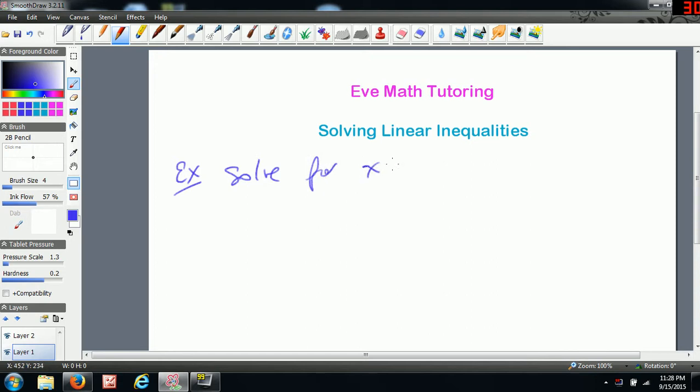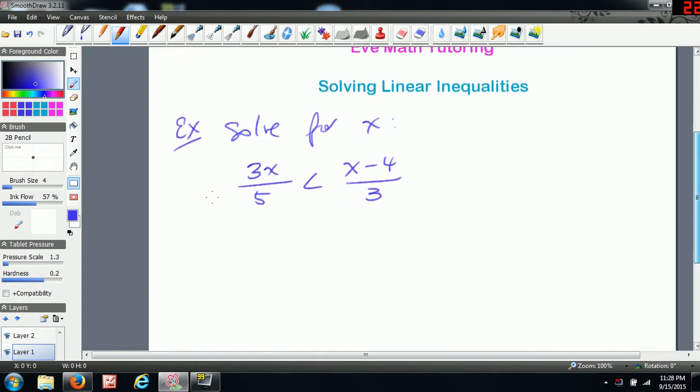Let's solve the following for x, and let's start off with something like this. 3x over 5 is less than x minus 4 over 3. When you're solving a linear inequality, you're just going to solve it as if this is an equation. Imagine that this is an equation, and just remember how you would solve this if it were an equation. However, instead of having an equal sign, you're going to carry the inequality down.